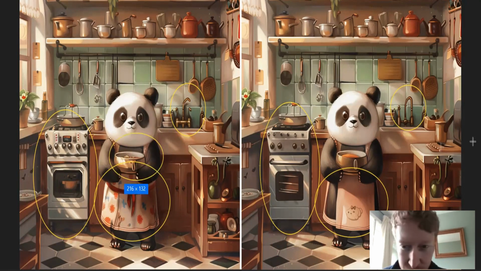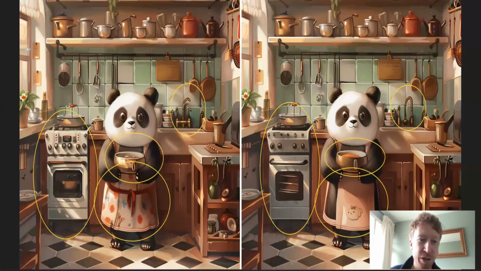Take a look at the cooking pot here. The panda is holding a cooking pot in both pictures, but in the left image, there's something brown in the cooking pot. But in the right image, there's something orange in the cooking pot. So there's a difference between what is inside the cooking pot in both images. So there we go, guys. The four differences are the apron, the oven, the tap, and the cooking pot.